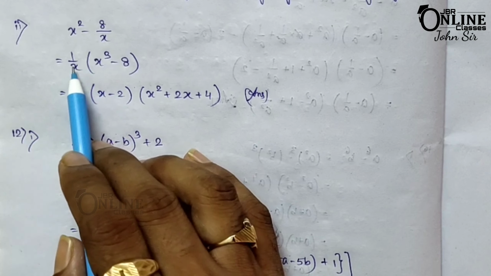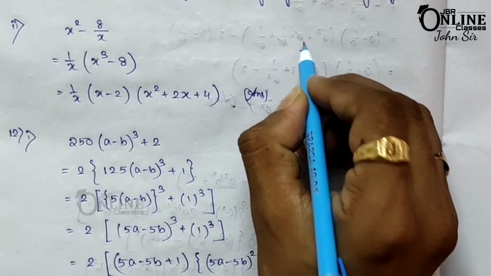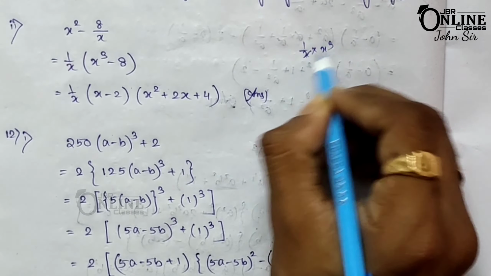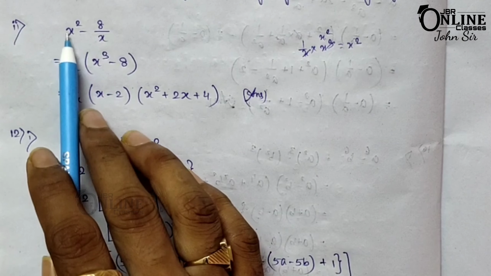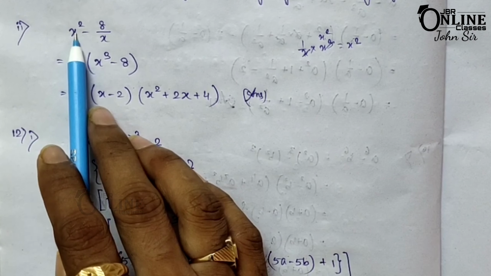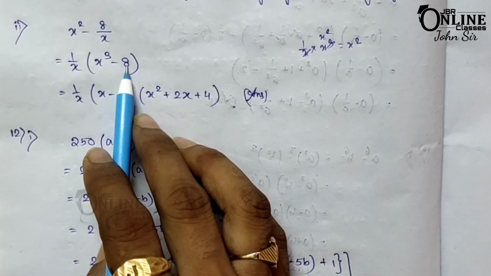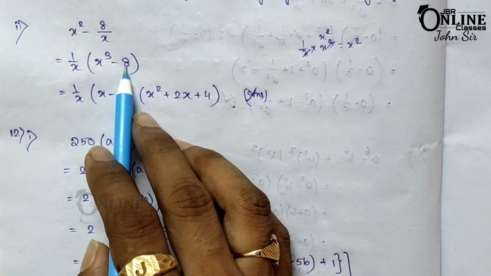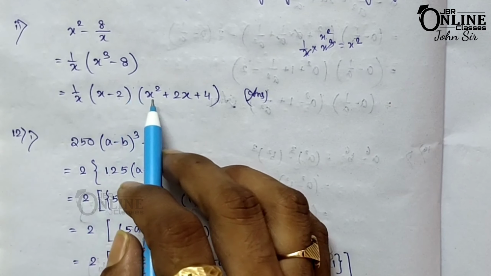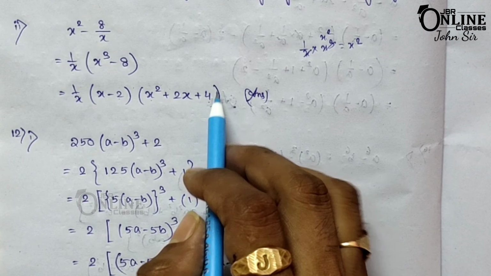Now how, if 1 by x is common from x square, does it become x cube? Whenever you multiply 1 by x with x cube, you will get x square again. So whenever you take 1 by x common from x square, you will get x cube and then minus 8. Now x cube minus 8 becomes the a cube minus b cube formula. Here b is 2, so a minus b, a square plus ab plus b square. Okay, so that is the final answer.